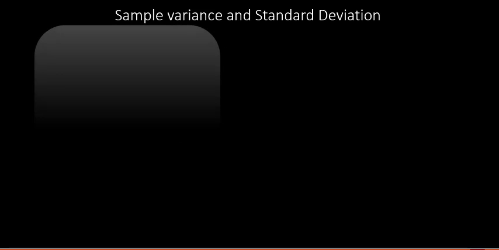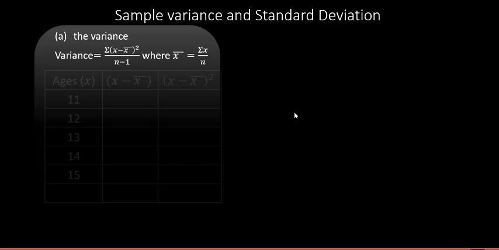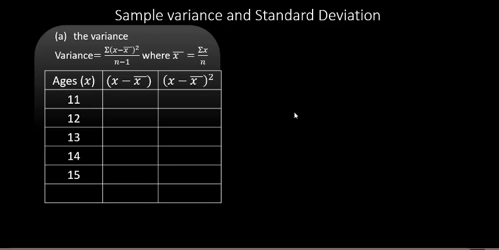Now, let's look at the solution. First of all, the variance is the first thing we're looking at here. The variance is simply equal to sigma of the square deviations divided by n minus 1. n refers to the number of items in the data sample, and of course x bar represents the mean, that is sigma x over n. So the first thing is that we have to tabulate our values, and this is going to aid us do our calculations easily.